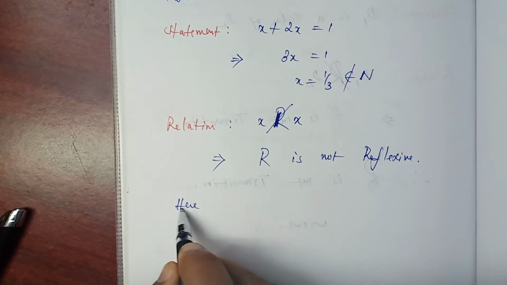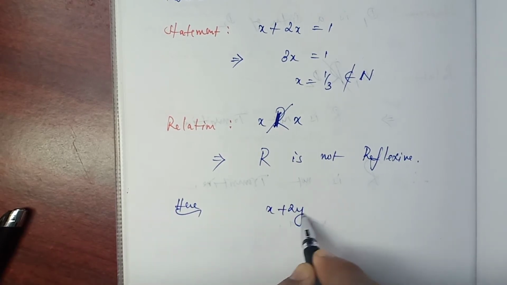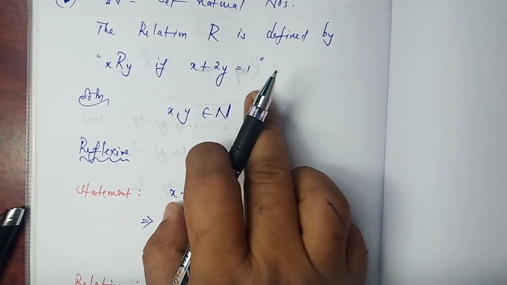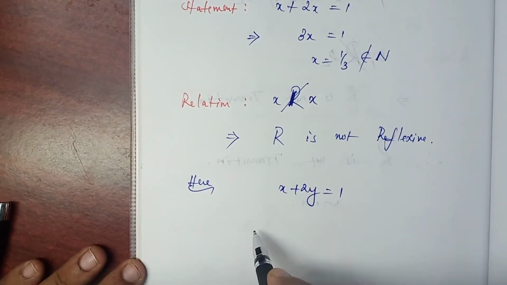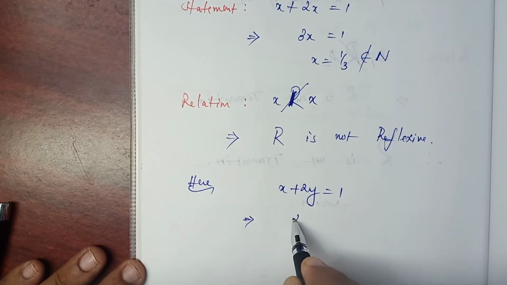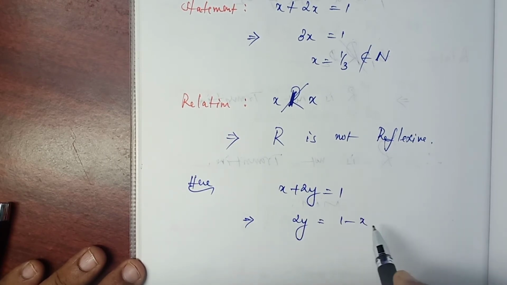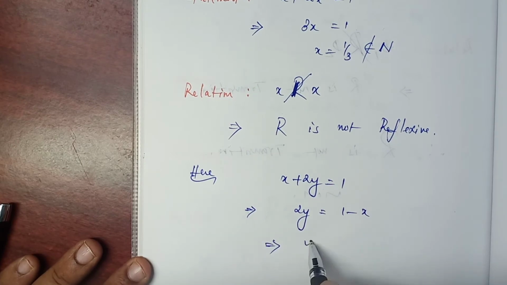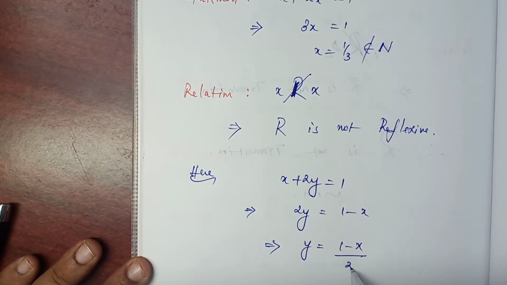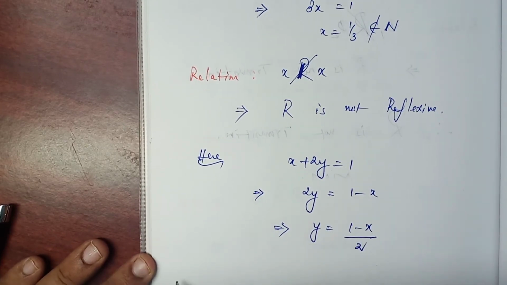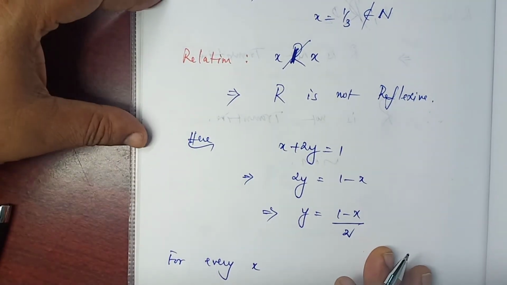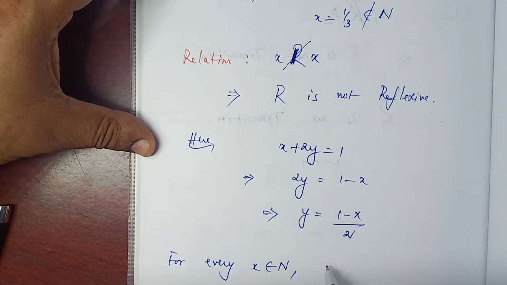Here you are given x plus 2y equals 1. From this statement, I find y. So 2y equals 1 minus x, which implies y equals 1 minus x by 2. For every x belonging to the natural numbers, y doesn't belong to the natural numbers.